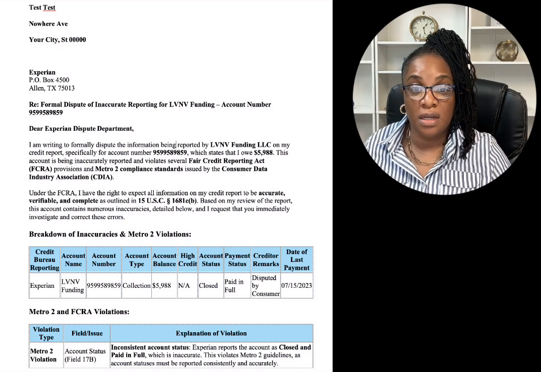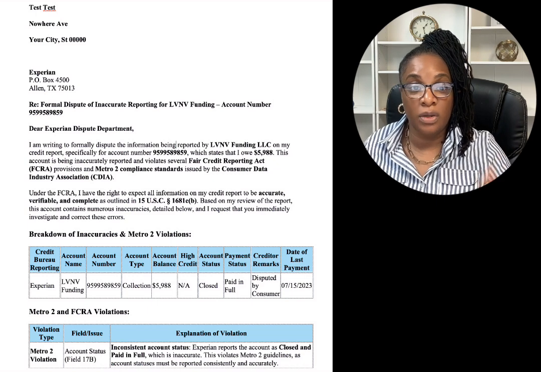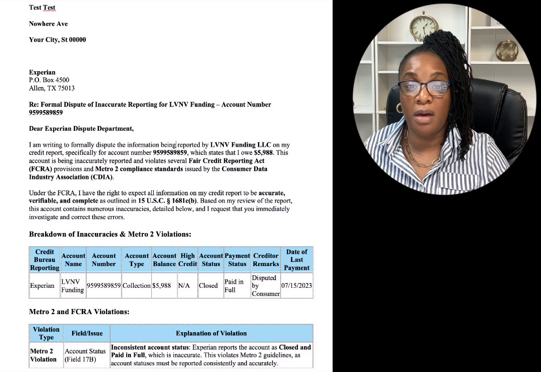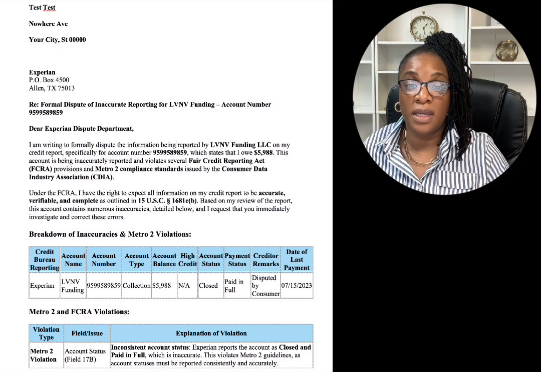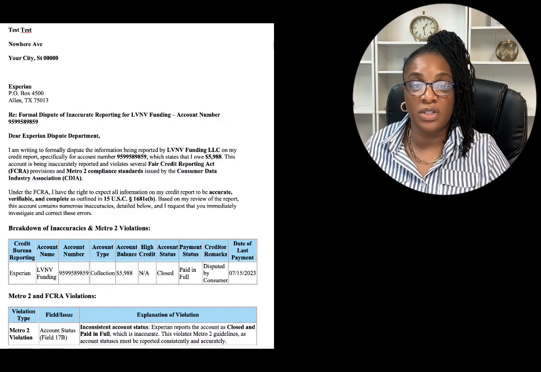So as you can see on here, I have in a grid the credit bureau, the name of the account, the account number, the account type, the account balance, the high credit, the account status, and things of that nature.